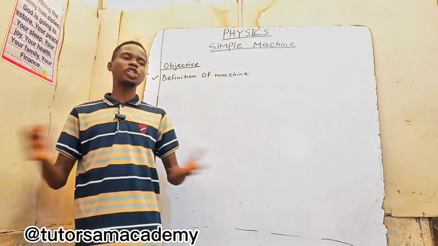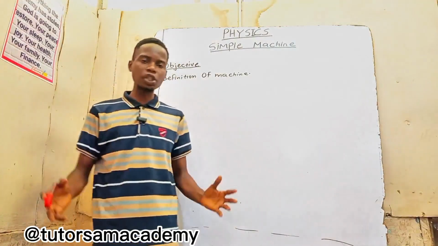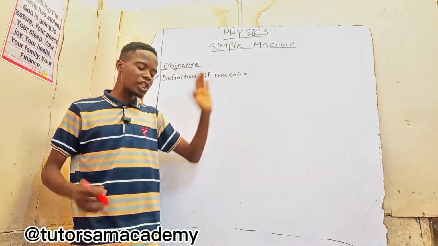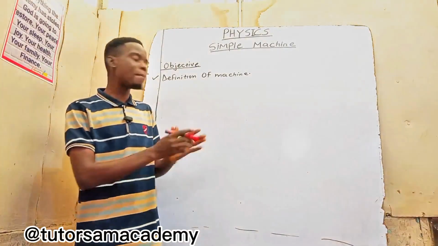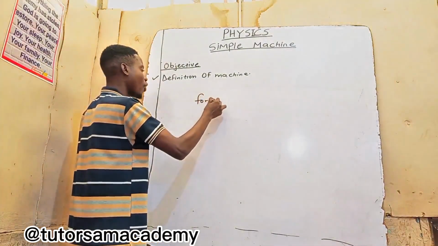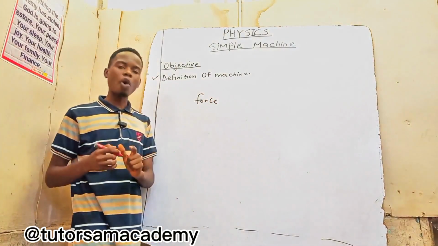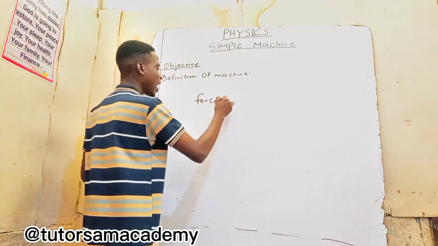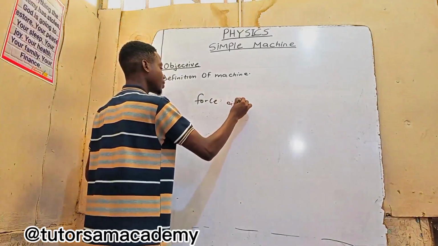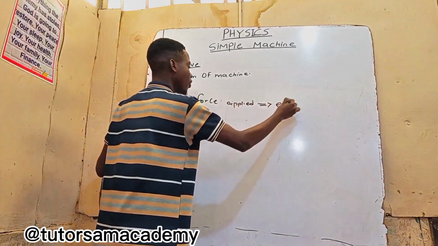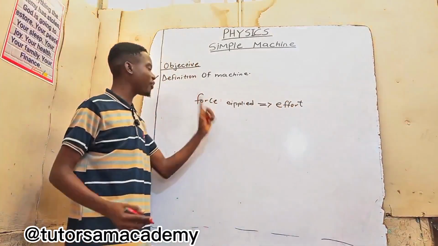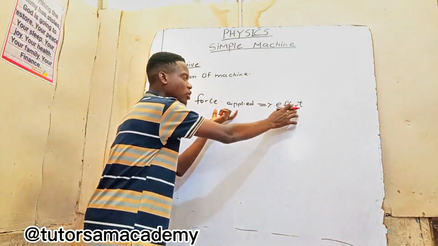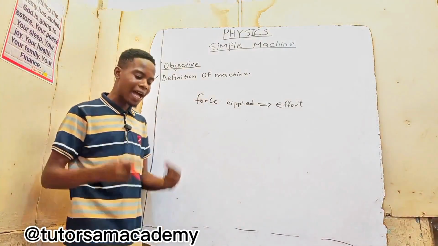All right, let's look at the definition of machine. We all know what a machine is all about. We have been using the word machine. But by definition, a machine can be defined as a device or tool which allows a force applied at one point to overcome a resisting force at the other point. So there are two forces there. There's a force applied, and that force that is applied is referred to as the effort. So a machine is a device or tool that allows the force applied at one point, that is the effort, to overcome a resisting force at another point.